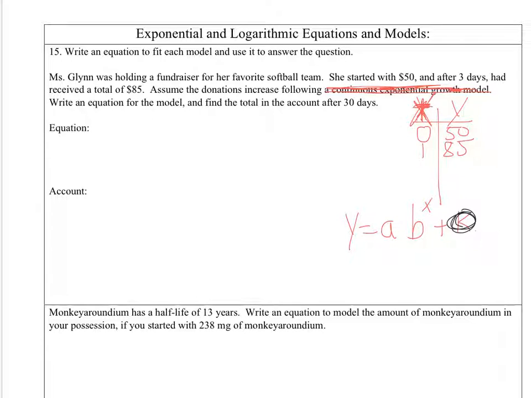And then looking at what's going on here, we're going to plug in our first point. So 50 is equal to a b to the 0.